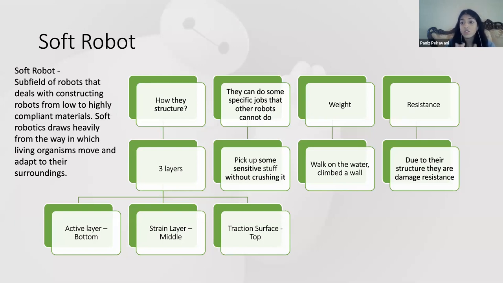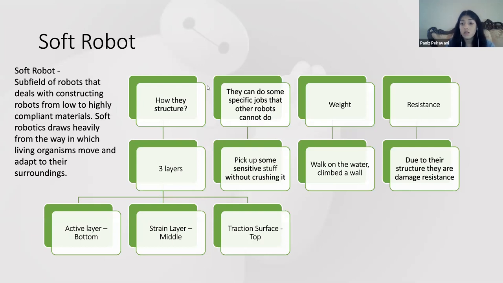They usually have three layers: the active layer, which is located at the bottom, the middle layer, which is the strain layer, and the top layer, which is called the traction surface. Some of them can pick up sensitive things like bread or tomato without crushing them, and some are so light that they can walk on water like some kind of insect. And due to their structure, they are damage resistant.